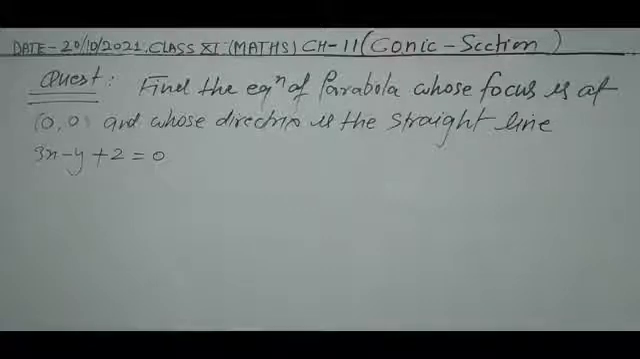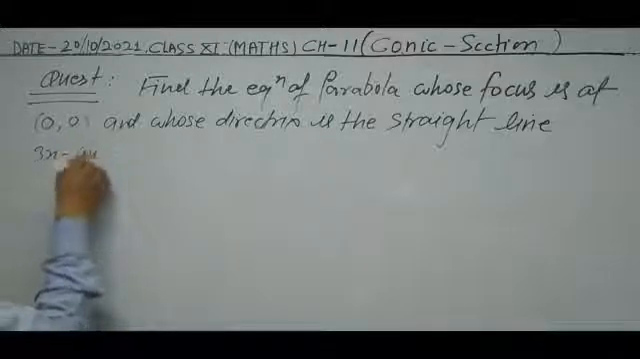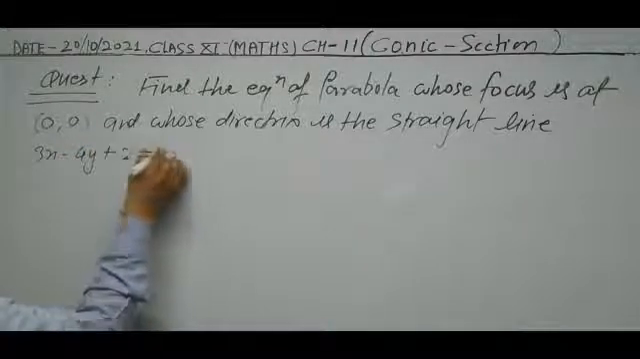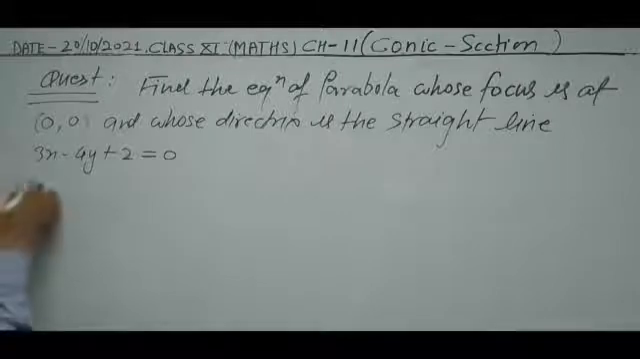Now this is 3x minus 4y plus 2 is equal to 0. This is the equation of the directrix and this is the point focus. Now we are going to solve this question.